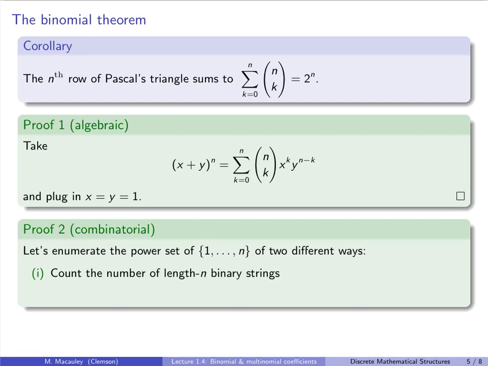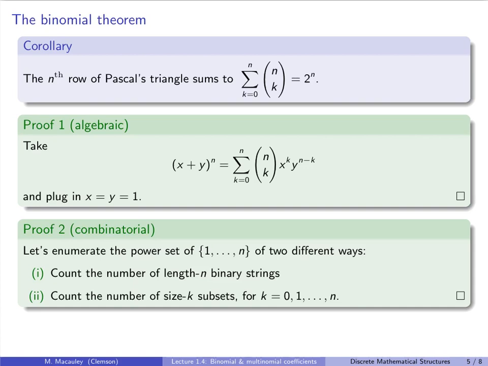This is sort of like what we did earlier when I called them true-false questionnaires, but for example, if you have the subset of, say, n equals 6 again, 2, 3, 6, that subset's going to correspond to the binary string 0, 1, 1, 0, 0, 1. So this is 2, 3, 6. This is a 1 in position 2, 3, and 6. So one way to enumerate the power set is just count the number of length n binary strings, and we clearly get 2 to the n.